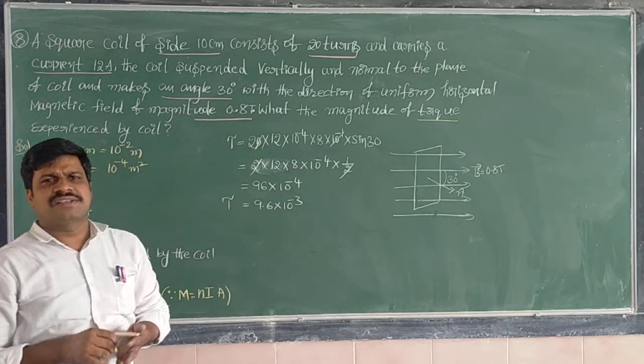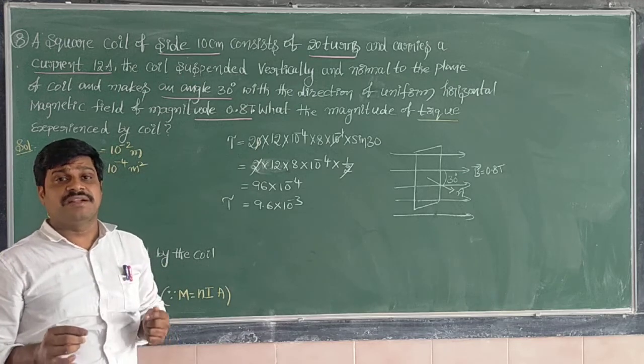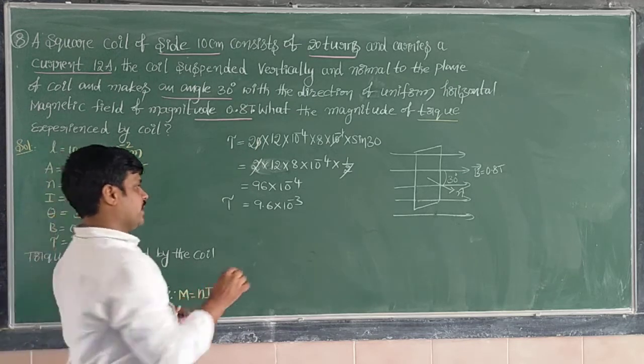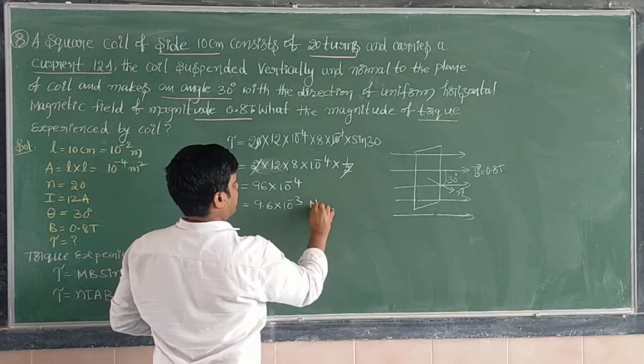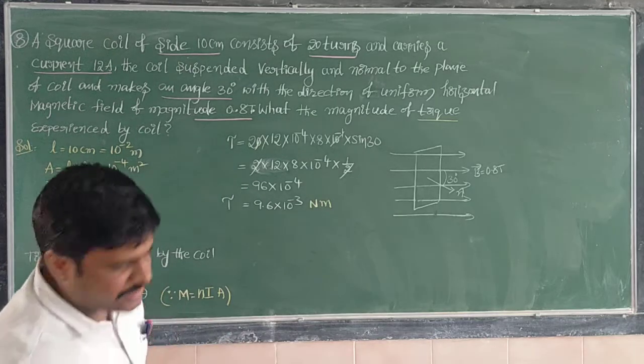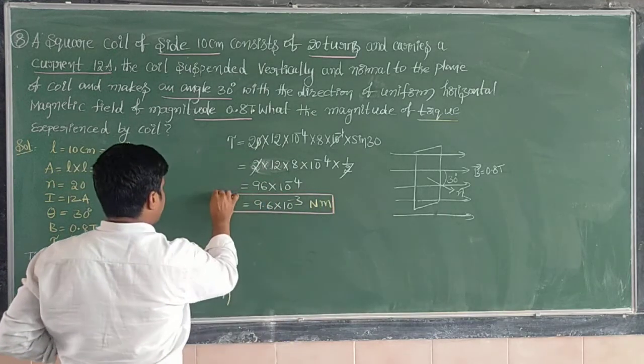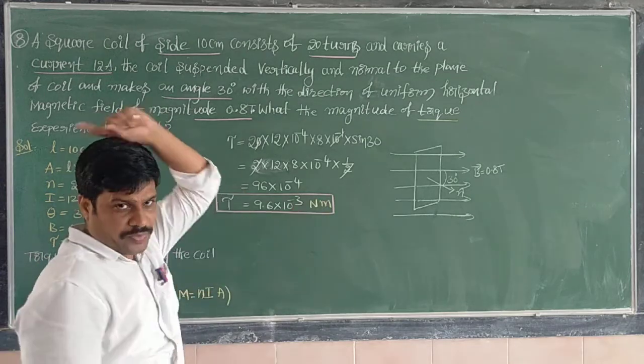Torque equal to, what is the unit for torque? The unit for torque is nothing but Newton meter. So Newton meter is nothing but the unit for torque. Now this is the torque which is experienced by the coil for this rotation.